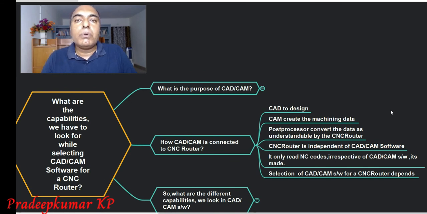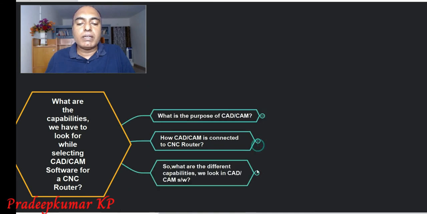However, when you are going to select a CAD CAM software for a CNC router machine, we have to look at the different capabilities of the CAD CAM software that are required or suitable for that CNC router machine. So what are the capabilities we have to look for in CAD CAM software? Next we will look at that.